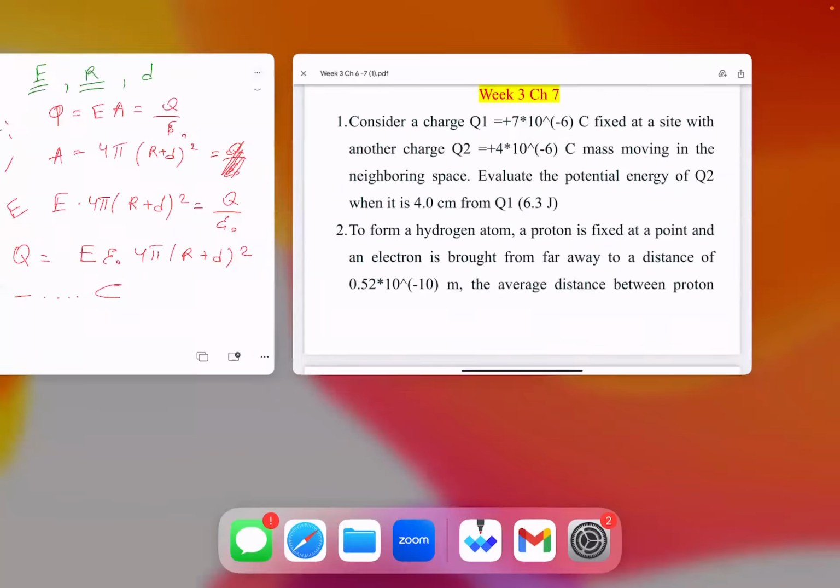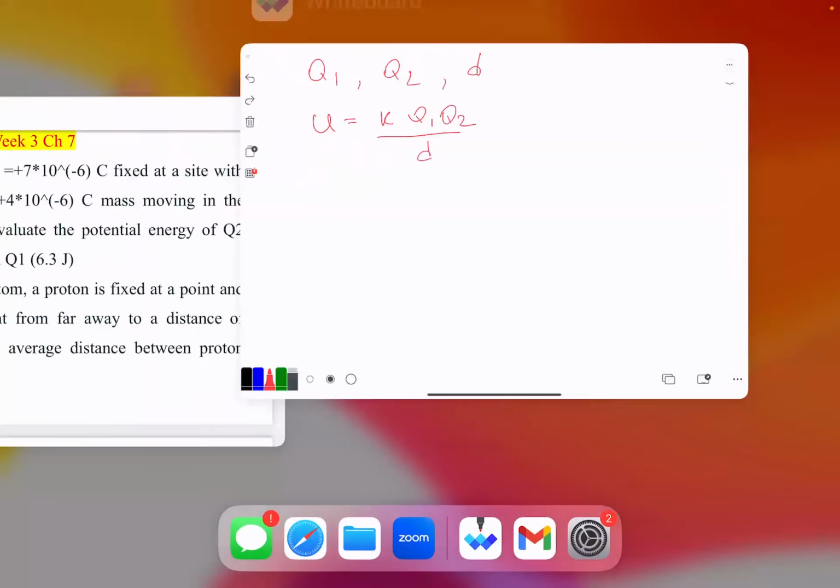So the first question is very simple, right? We have Q1, we have Q2. What do you have to find? We have D. We have to find electric potential energy, right? Not just electric potential. Electric potential is V. Electric potential energy is U. The unit is joule. So the U is equal to K Q1 Q2 divided by D. That's it. So D is given, Q1 Q2 is given. Next question.